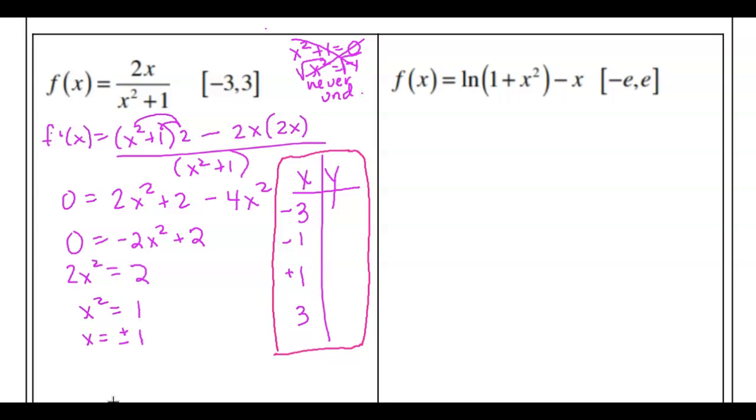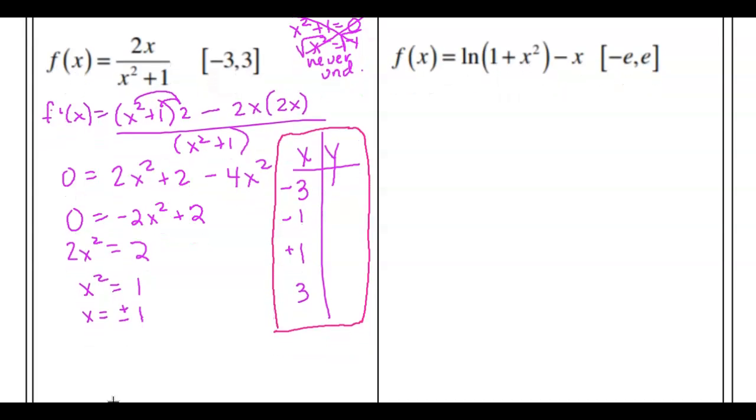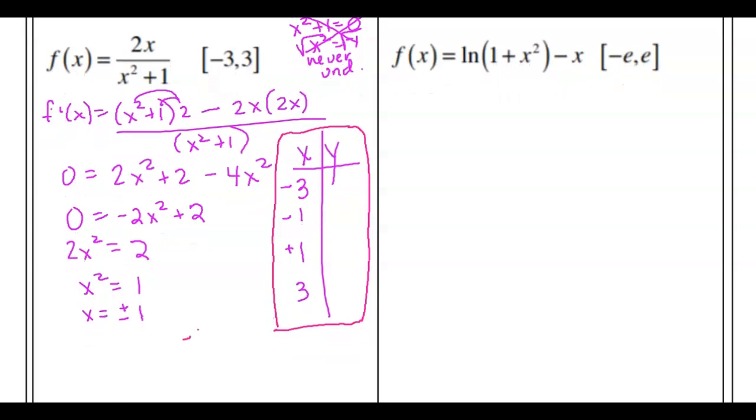So if we plug in -3, we're going to get -6 over -3 squared is 9. 9 plus 1 is 10. So reduce and we get -3/5. Plug in -1. So -1 squared is 1. 1 plus 1 is 2. So reduce. +1 and 3. So 6 over 3 squared is 9. 9 plus 1 is 10. So we reduce.